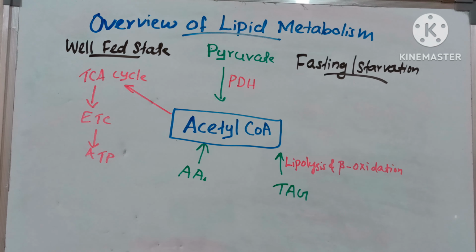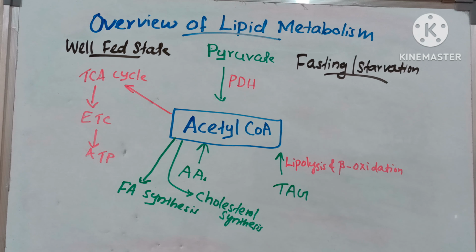In the well-fed state, acetyl-CoA undergoes the TCA cycle. Reducing equivalents are generated, which enter the electron transport chain and generate ATP. The next fate is fatty acid synthesis. Fatty acids that are synthesized are stored in the form of triacylglycerol in adipose tissue. Acetyl-CoA is also the substrate for cholesterol synthesis. This is in the well-fed state.